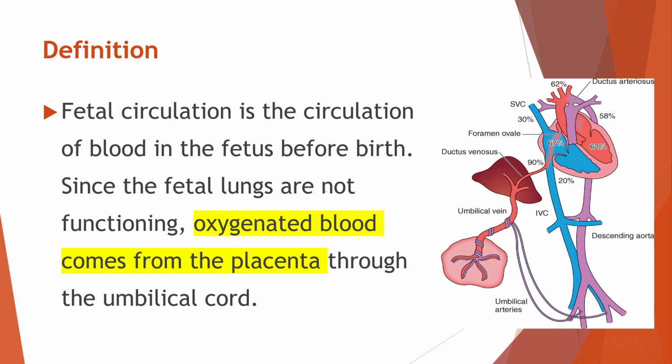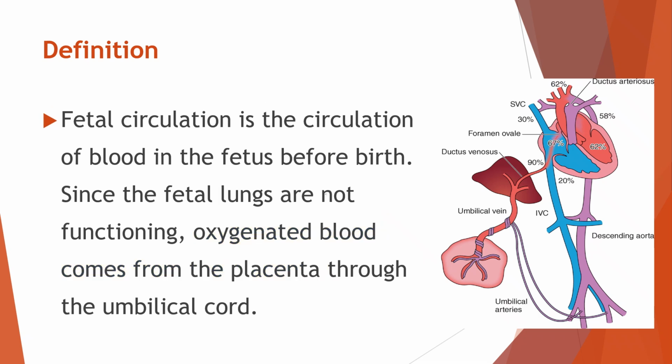Then where does the baby get oxygen from? The baby receives oxygen and nutrients from the mother through the placenta. The placenta acts like the baby's life support system. From the placenta, oxygen-rich blood travels to the baby through the umbilical cord. So, remember this simple point. Inside the uterus, the placenta works like the baby's lungs. It provides oxygen and nutrients, and the umbilical cord carries this oxygenated blood from the placenta to the baby.